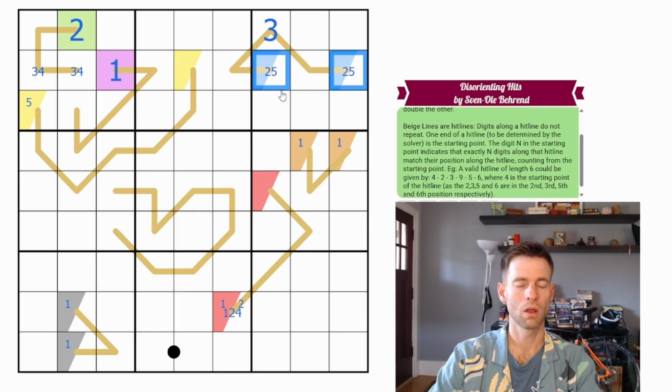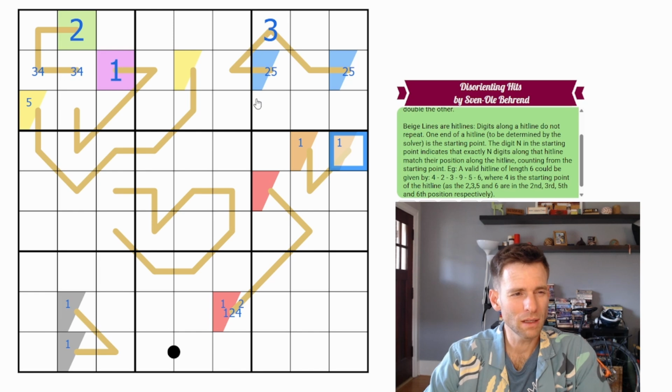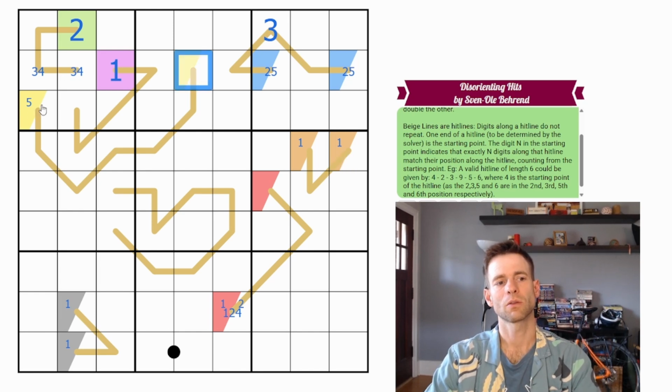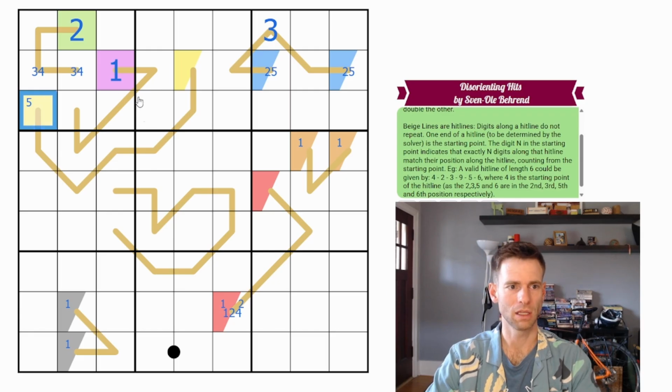Whoa. But we don't know anything else. Yes, we do. This one cannot be a 5 anymore. So this is the starting point for yellow line, the line that I've dubbed yellow. That's an actual 5. That's just gone.